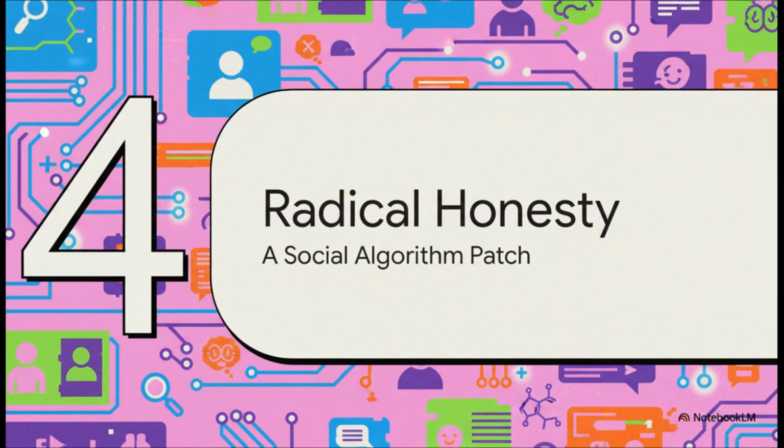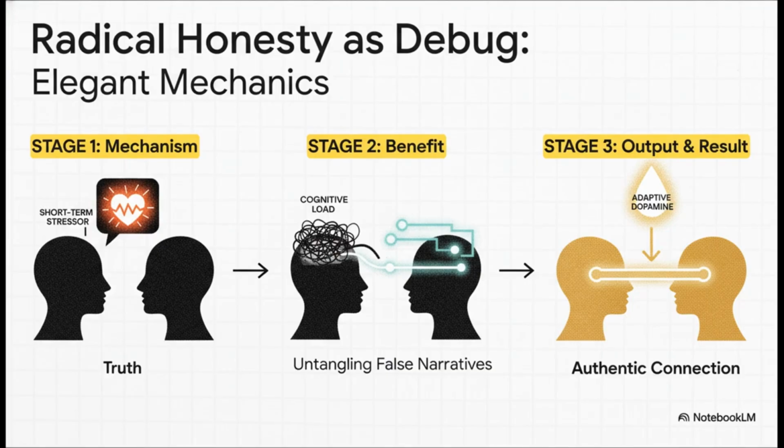So if the system's broken, how do we fix it? That brings us to the debugging phase. And the first proposed patch isn't a new piece of hardware or a drug, it's a social algorithm, radical honesty. Let's take a look at how this actually works as a debugging tool. The mechanics of this are actually pretty elegant. By forcing a user to tell the truth, which can be painful in the short term, it creates the conditions for real long-term intimacy. And that intimacy triggers the release of that adaptive dopamine, the good stuff, which restores the healthier system-reinforcing reward loop. Plus, as a side benefit, it seriously reduces the cognitive load of having to maintain a bunch of lies. It just frees up processing power.